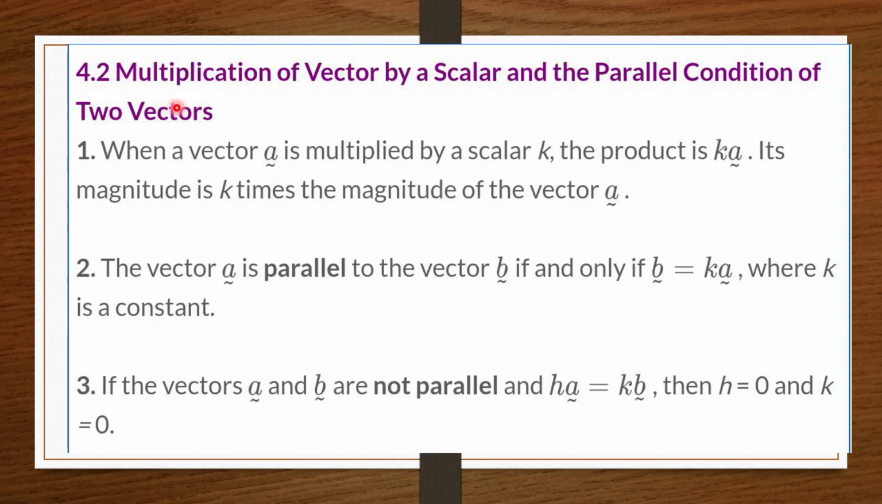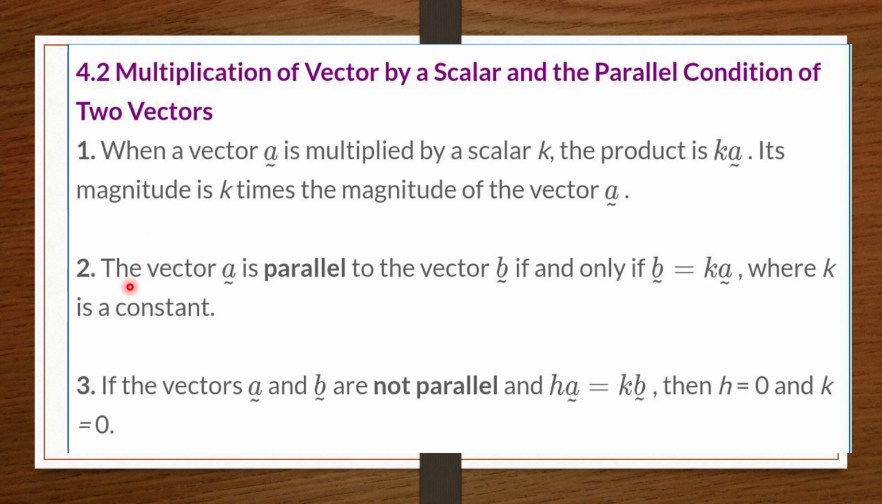Multiplication of a vector by a scalar and the parallel condition of two vectors. When a vector a is multiplied by a scalar k, the product is ka. Its magnitude is k times the magnitude of the vector a. For example, if vector a is multiplied by 2, the product is 2a. Then its magnitude is 2 times the magnitude of vector a.